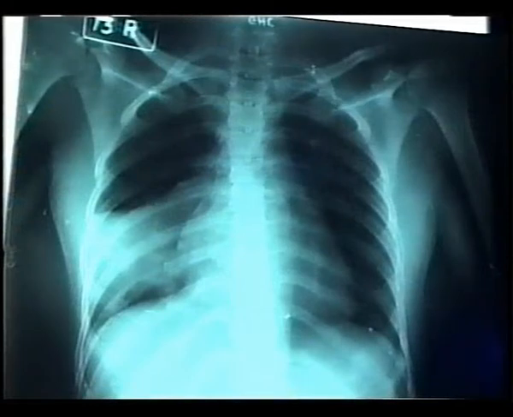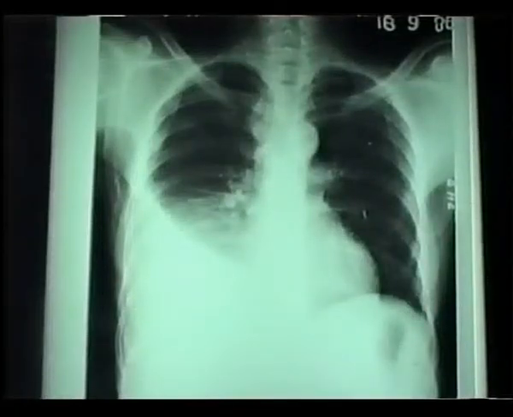This is the classical appearance of right mid-lobe consolidation. One of the cardinal signs of consolidation is the presence of air bronchogram, which you might see on this chest radiograph. That shows that the shadow is in the lung parenchyma, not in the pleural cavity.